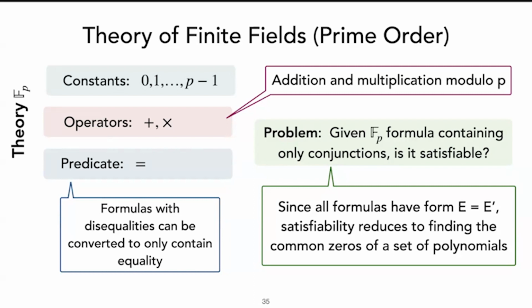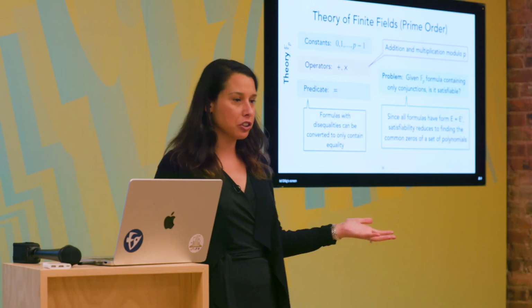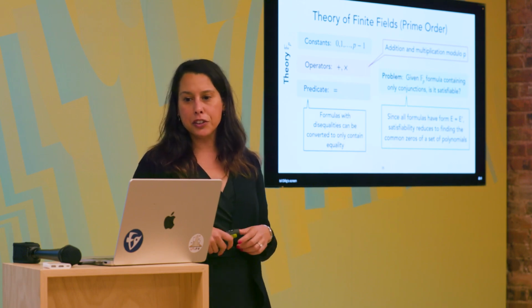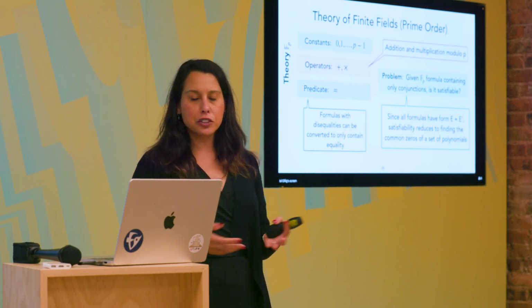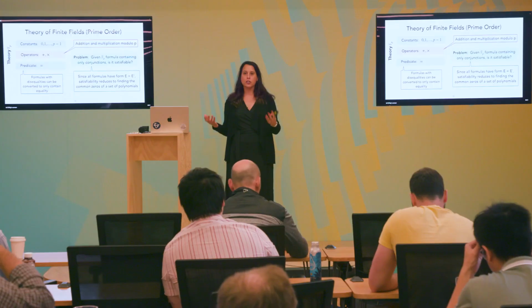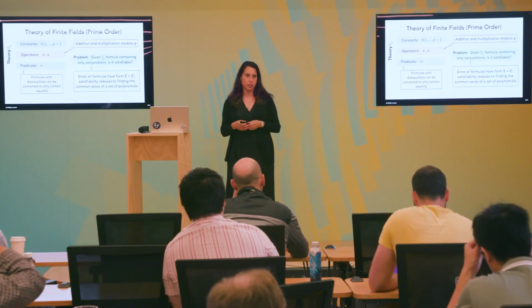Another thing I do want to point out here is, because the only predicate we have is equality, all of the formulas we have are of the form E is equal to E prime. And clearly we can write that as E minus E prime is equal to 0. And we have a conjunction of those, so that means we're basically interested in asking the question, given a set of polynomials, do these polynomials have common roots or not?